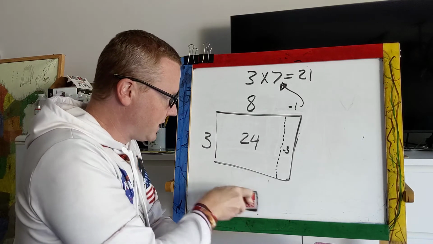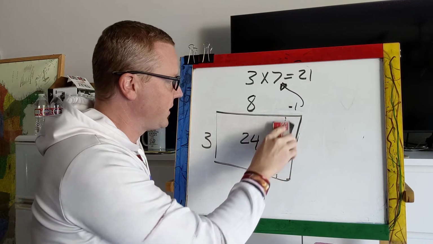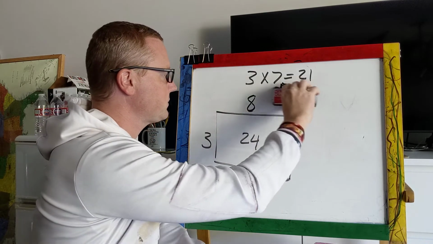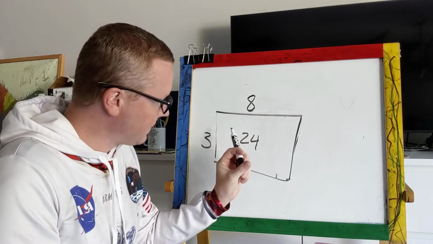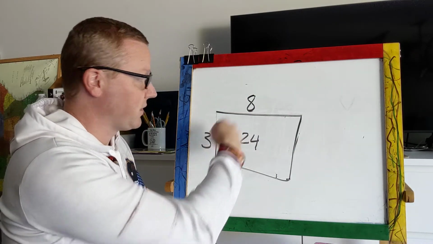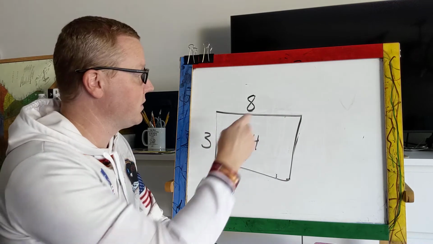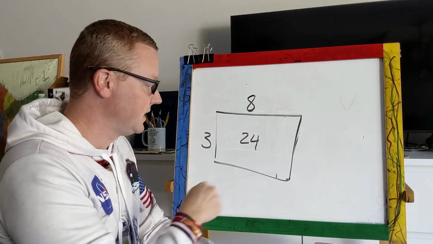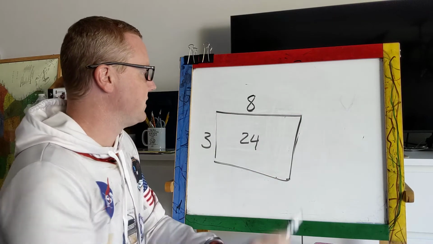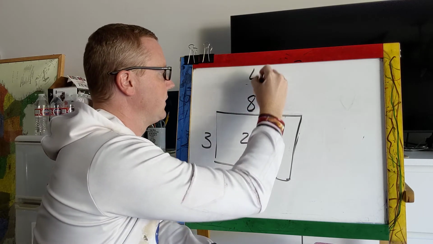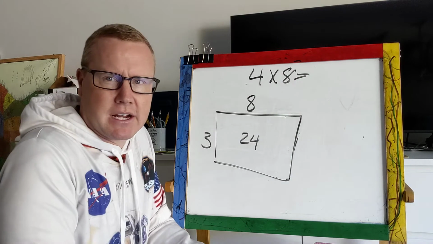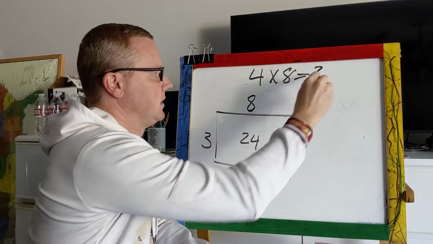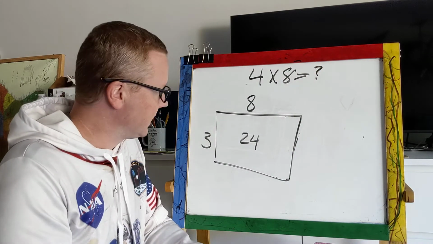All right, I'm going to erase this again, and I'm going to go back to our 3 times 8. So we're back to our original 3 times 8. We've been able to find what 3 times 9 is. We've been able to find what 3 times 7 is. What if I want to find this equation? Now where am I going to add stuff?